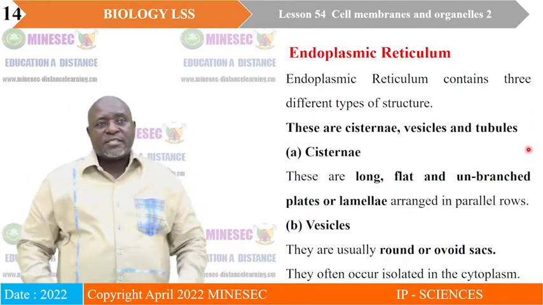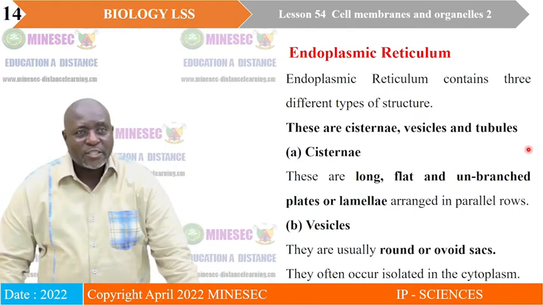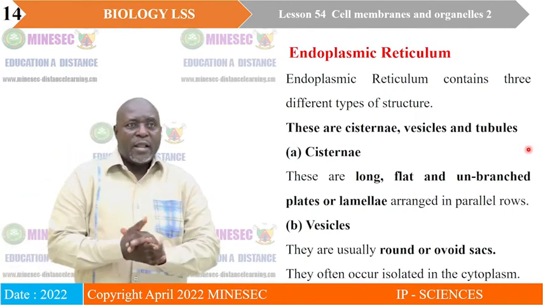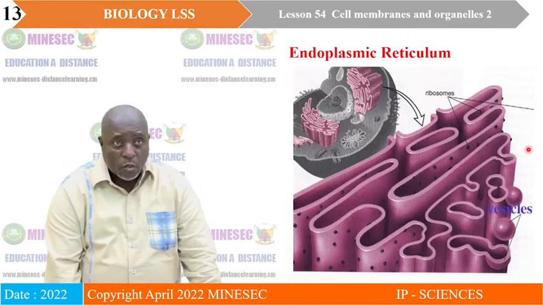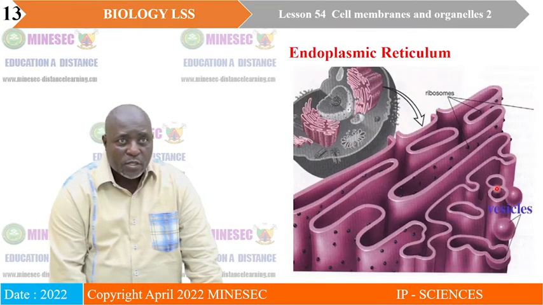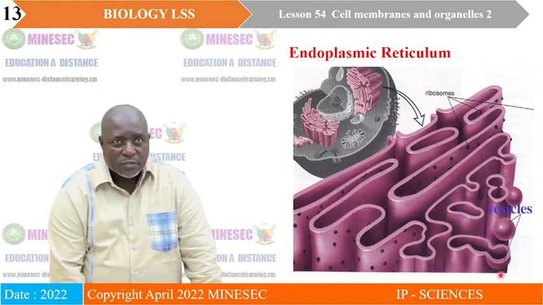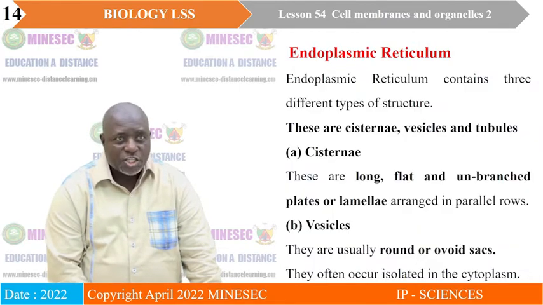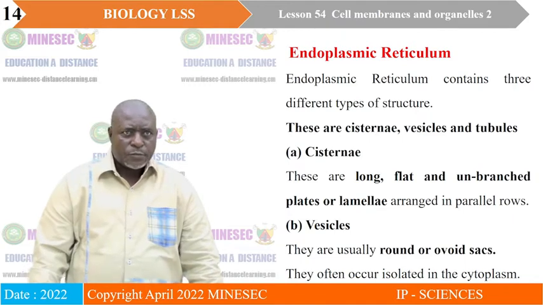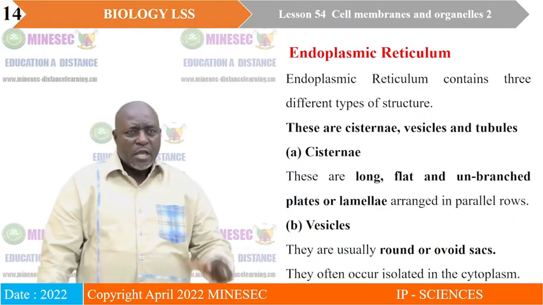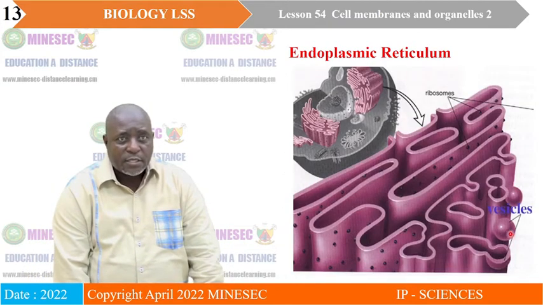So what are the cisternae? These are long and flat unbranched plates or lamellae arranged in parallel rows. Look at that diagram. You see these ones are cisternae, in parallel rows. They're parallel to each other. So those are the cisternae. So they're channels of communication arranged in parallel rows. The vesicles, round and ovoid. Look at this. They're rounded, ovoid.